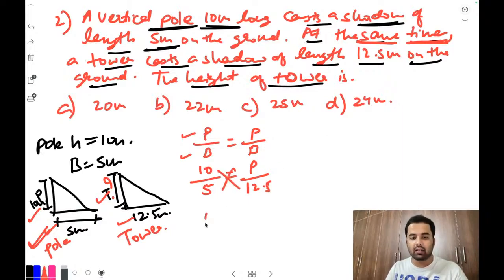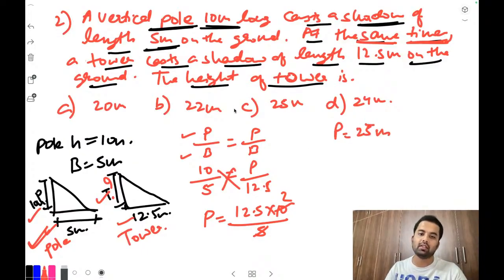So after cross multiplication, you'll get 12.5 into 10 divided by 5. Cancel out 2 times, and 12.5 into 2 becomes what? This becomes 25 meter. I hope this is clear. Is it okay, everyone? What we did here?